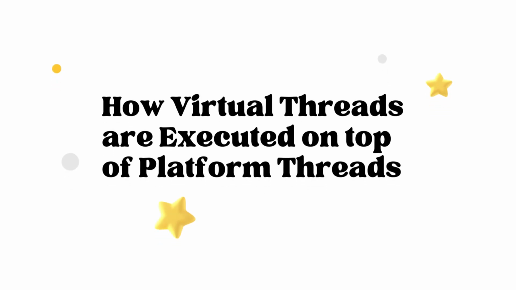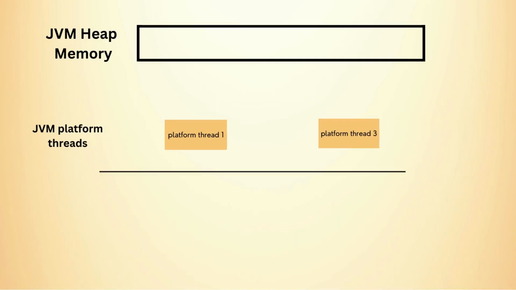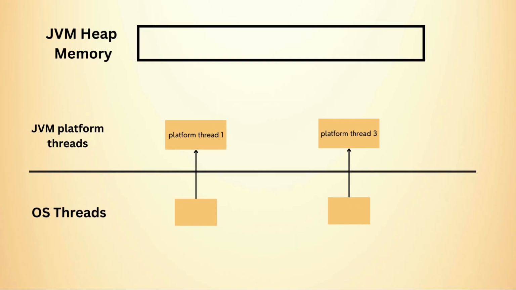How virtual threads are executed on top of platform threads. Consider two platform threads, thread 1 and 3. Platform thread 1 is executing a virtual thread 2 initially. Now once the virtual thread 2 goes into the waiting stage, due to any blocking I/O operation, the virtual thread is moved to JVM heap memory. Also, the next virtual thread 1 is executed in the platform thread 1. Once the response signal is received from the blocking I/O operation in virtual thread 2 in the heap memory, the virtual thread 2 will be moved to any available platform thread to execute further. In this case, it is platform thread 3. This is how virtual threads work with platform threads.